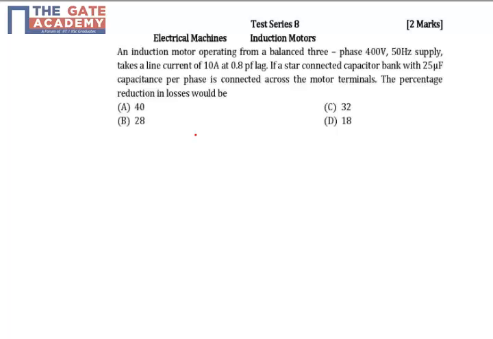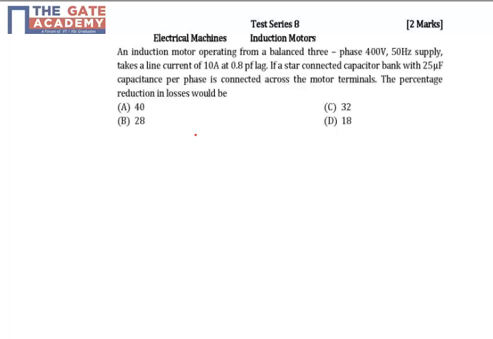So if you connect the capacitor, what will happen? It will not take the reactive power from the outside, because the capacitor will itself supply the reactive power. As a result, it will not take much current when compared to the current when there is no capacitor. So the reactive current drawn by the induction machine will come down because of the capacitor bank connection at the terminals of the induction machine.